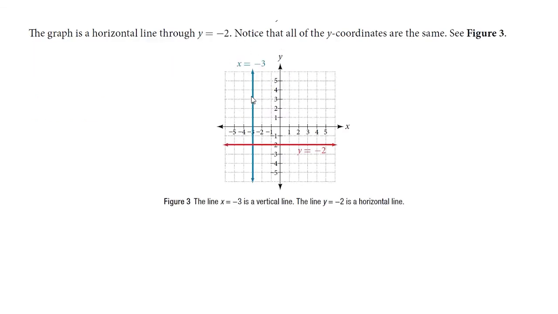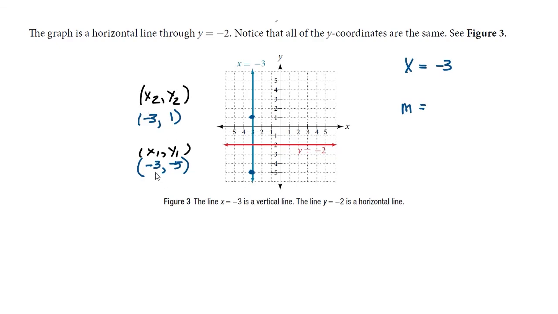So let's consider the vertical line x equals -3. Here's a point on that vertical line, where x is -3 and y is -5. And here's another point on this vertical line, where x is -3 and y is 1. Now if I want to find the slope of this line, it doesn't matter which one, I'll call this one x1, y1, and we'll call the point -3, 1 x2, y2. And just to reiterate, -3, -5 is x1, y1.